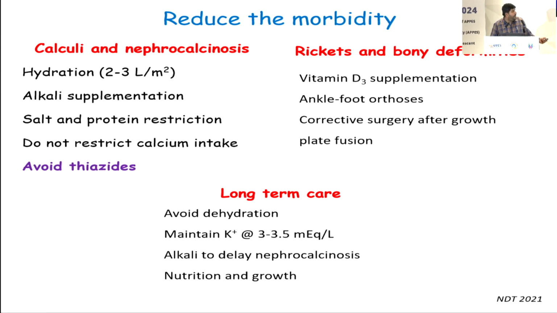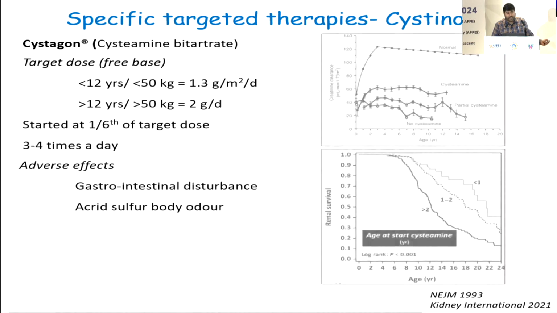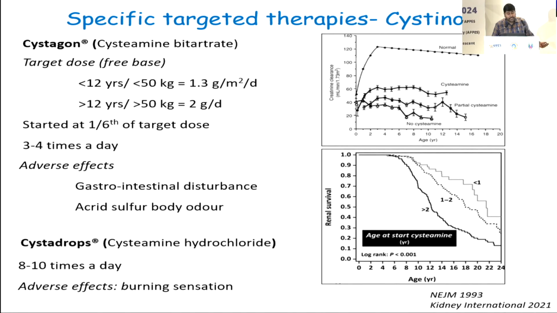Overall, we have to avoid dehydration, maintain the potassium levels, and nutrition and growth have to be always taken care of. Are there any specific therapies to prevent the progression? Yes, in cystinosis, there is availability of cysteamine bitartrate, which is available as Cystagon, and it has proven efficacy in terms of improving the outcome. Similarly, there are Cystadrops available, which are useful for the cystine crystal deposition in the cornea.